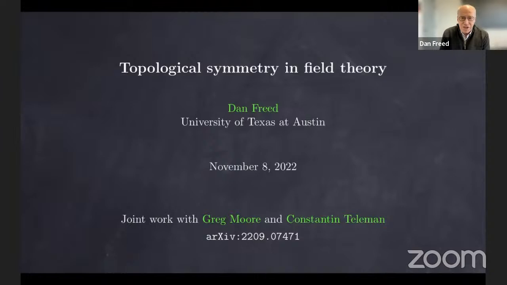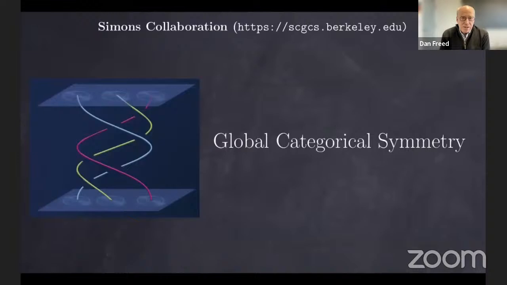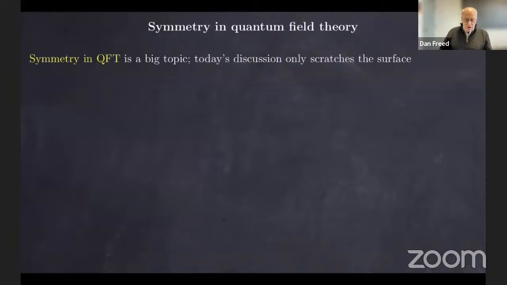So what I'll talk about today is joint work with Greg Moore and Constantin Teleman. It's part of this Simons collaboration on global categorical symmetry, which started a little over a year ago. Just before that, we started discussions thinking that we should know what global categorical symmetry means and think about the general framework for understanding that. Symmetry in quantum field theory is, of course, a very big topic, and today we're only going to touch on a very small piece of that.